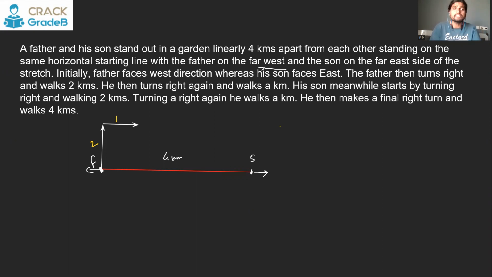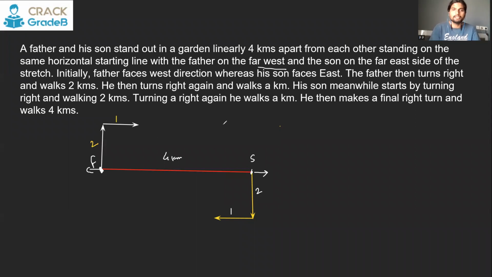Now the son meanwhile starts by turning right. Consider the son. Son is initially facing this way. If he goes right, that means he's going down for us, and walks 2 kilometers. Then turning right, his right means left for us, and he walks a kilometer. So first he goes 2 kilometers and then he goes 1 kilometer.